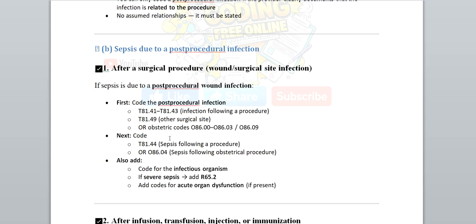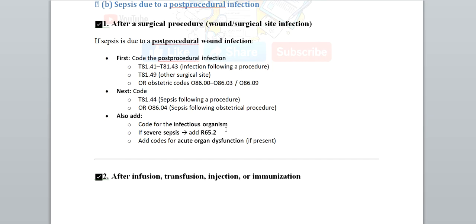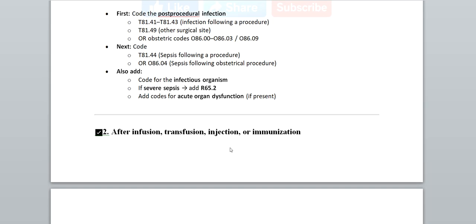Infection follows the procedure. So T81.41 for other surgical states; there are obstetric codes O86.00, O86.009. Next, we code the sepsis following a procedure, T81.44 or O86.4. So also add the code of the infection organism. If sepsis is there, R65.2 severe sepsis, add on code for organ dysfunction if it's present.